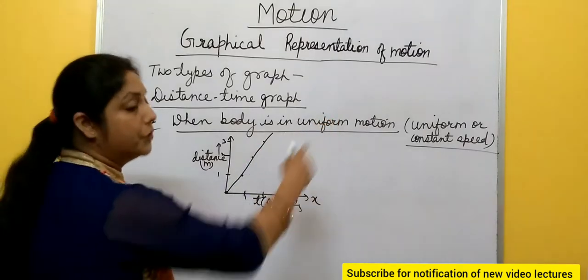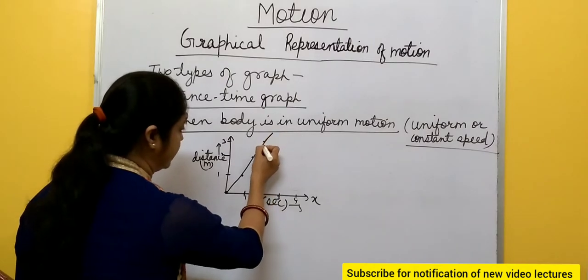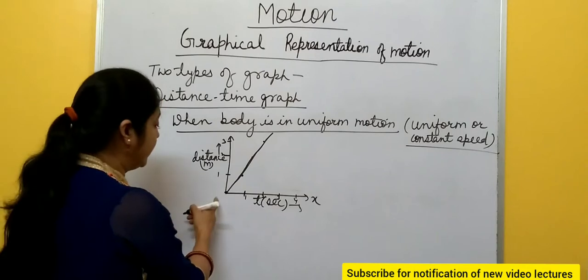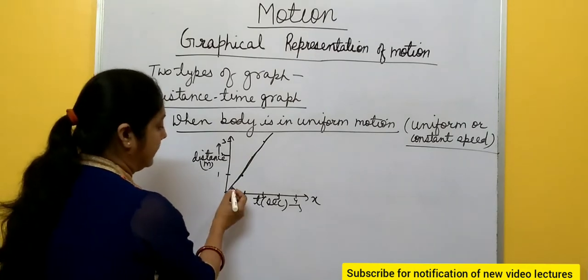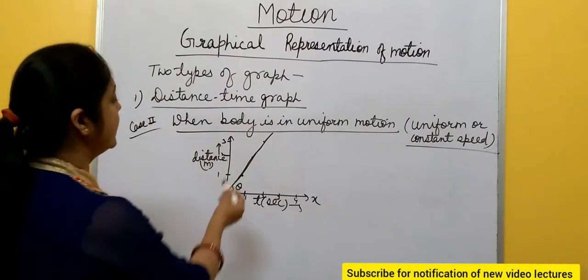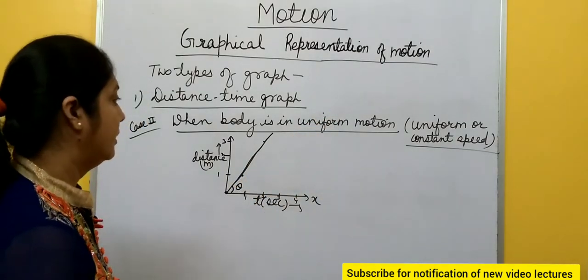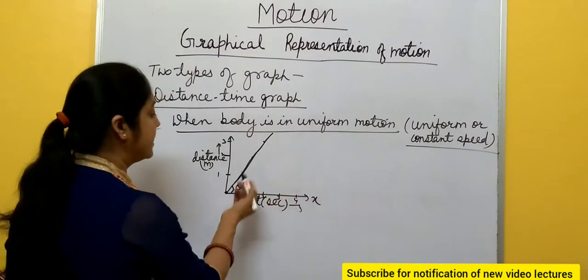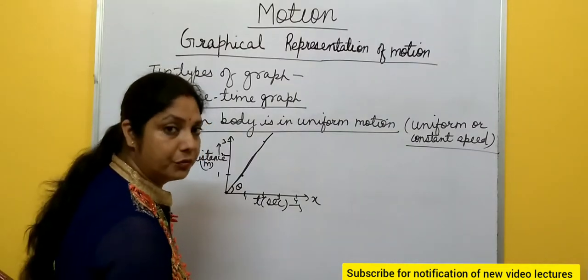So in case of uniform motion, the motion of an object is a straight line passing through the origin, when the body is initially at rest, 0 distance. And suppose this makes angle theta with the x-axis. So this straight line represents uniform motion of an object. Now the slope of this graph gives what? Speed, and in this case speed is constant, or uniform speed.